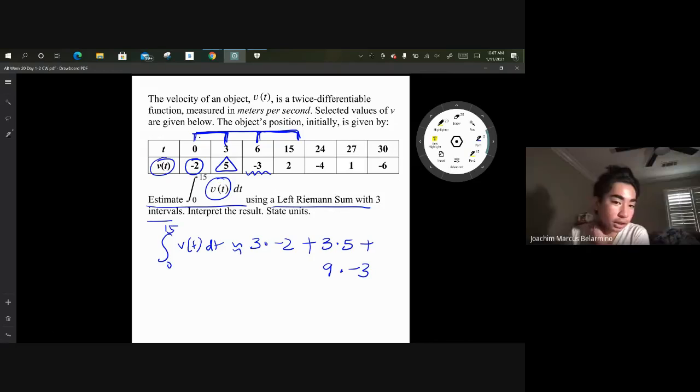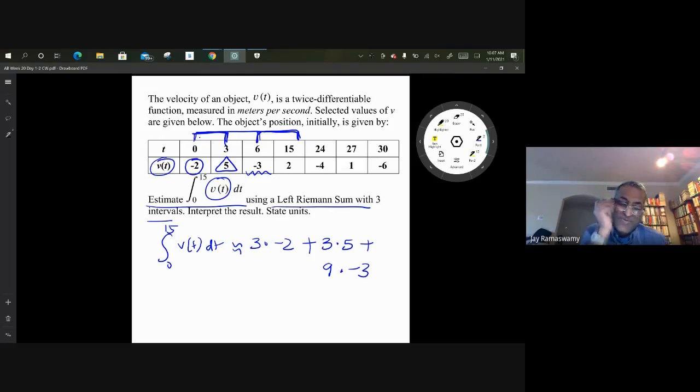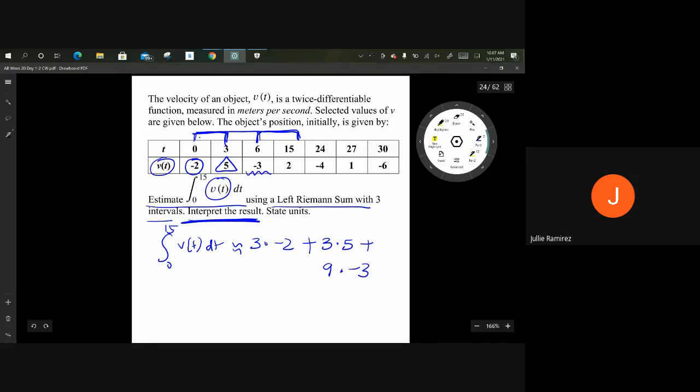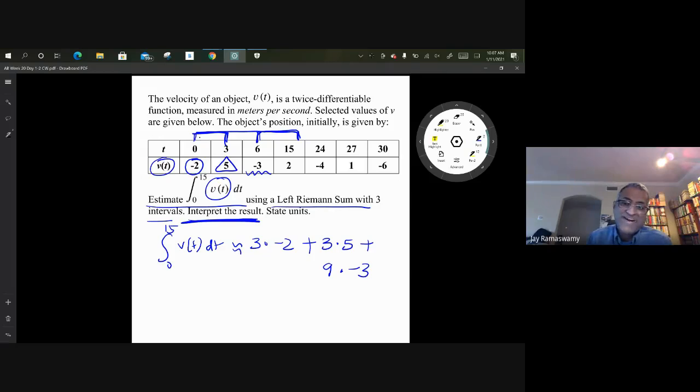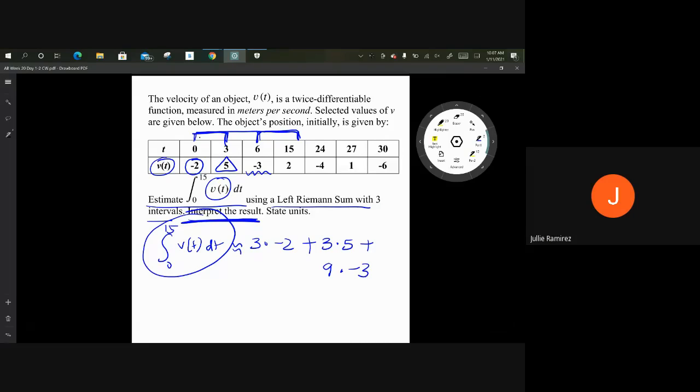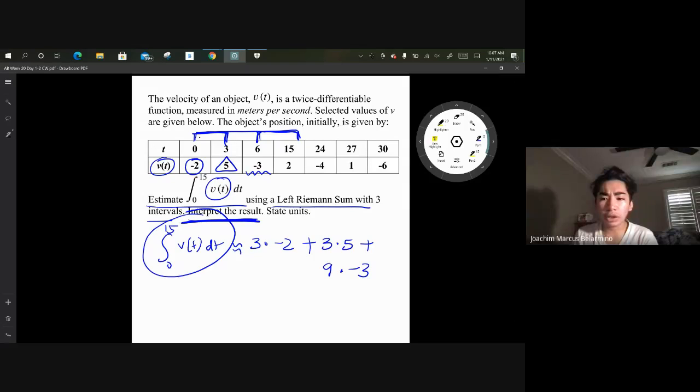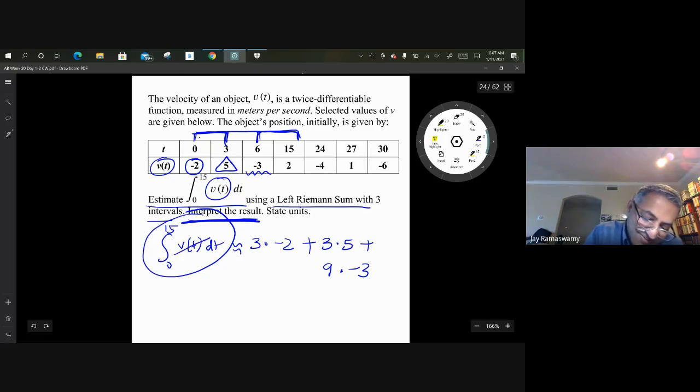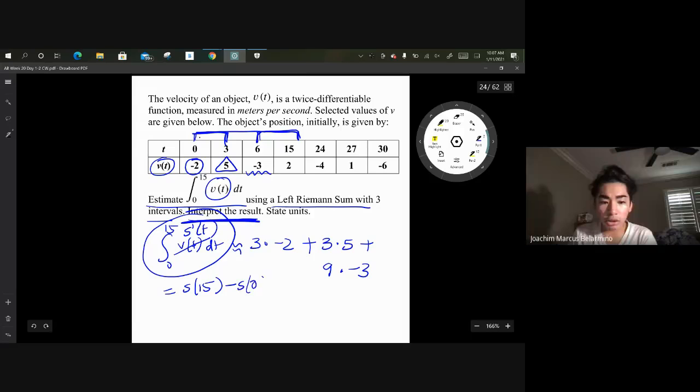Okay, next. What else does it say? Interpret the result. Okay, stop. For those of you who have good memories, what does that expression remind you of? Average. No, it doesn't have a 1 over. Net change. Okay, he's doing net change, which is s prime of t, which is s of 15 minus s of 0, correct? For meters. Yes.